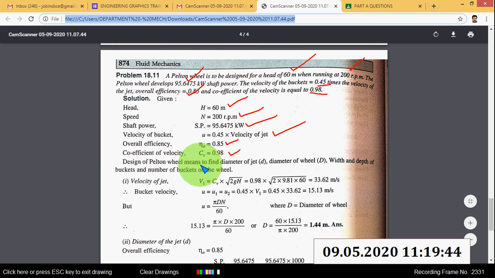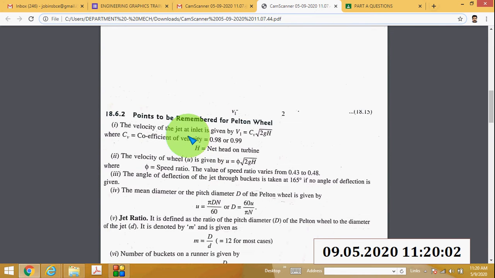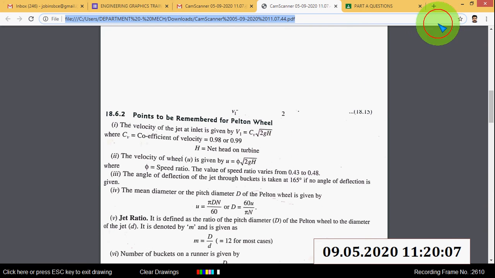Okay, so design of Pelton wheel means we have to find the diameter of the jet, diameter of the wheel, width and depth of the buckets, and the number of buckets on the wheel. So first we have to find the value of the velocity of the jet. I will show you the equation. The velocity of the jet is given by V1 is equal to Cv into root of 2gH. Okay, this is the equation.